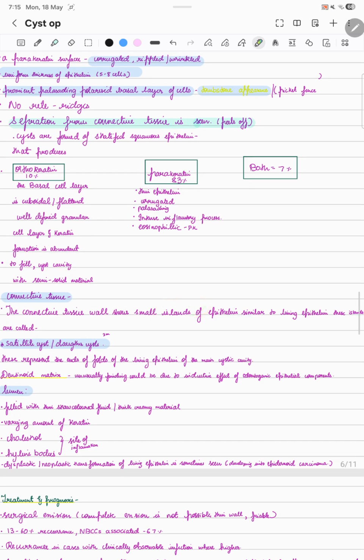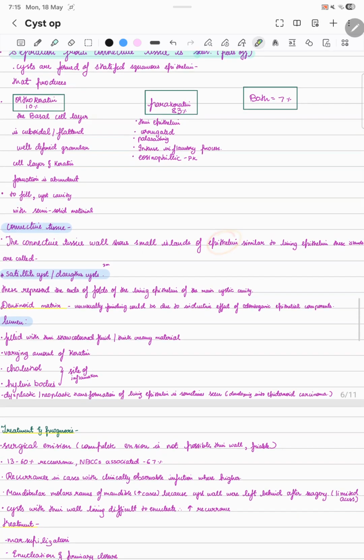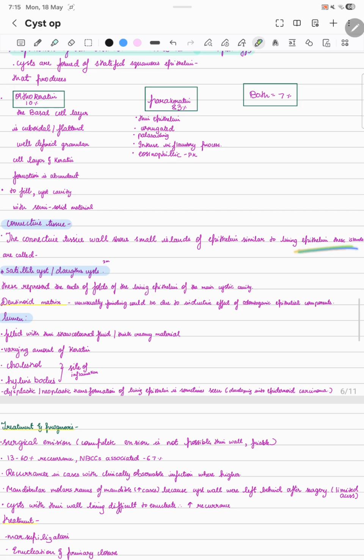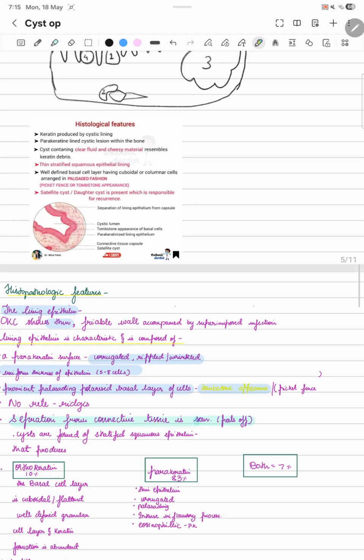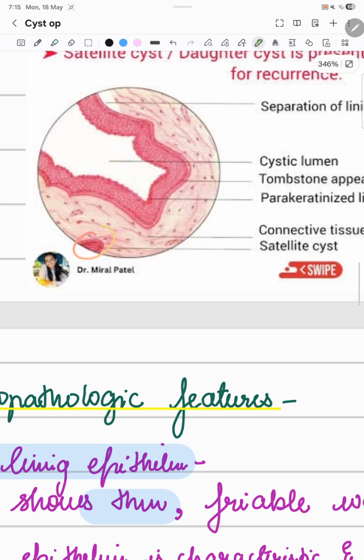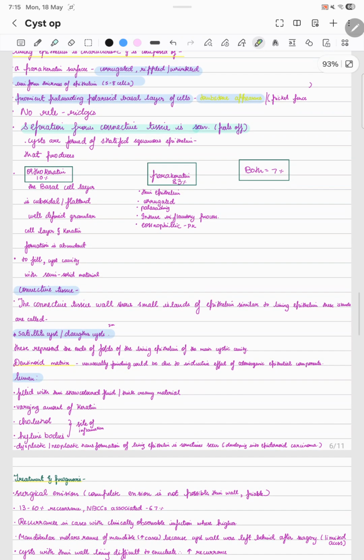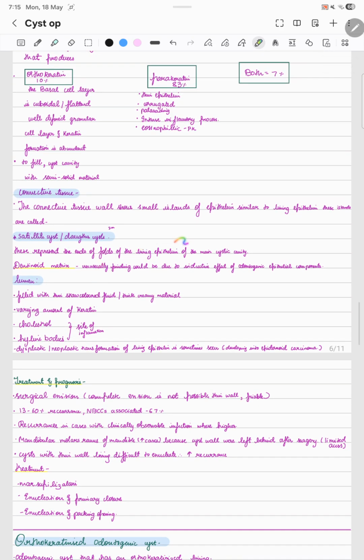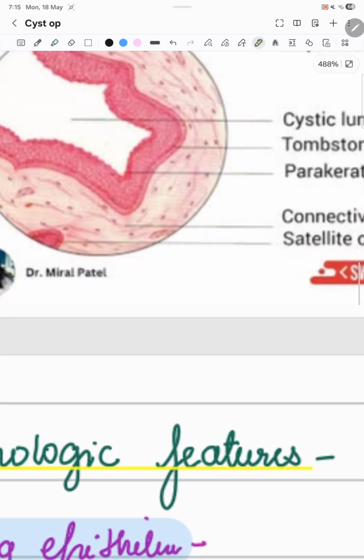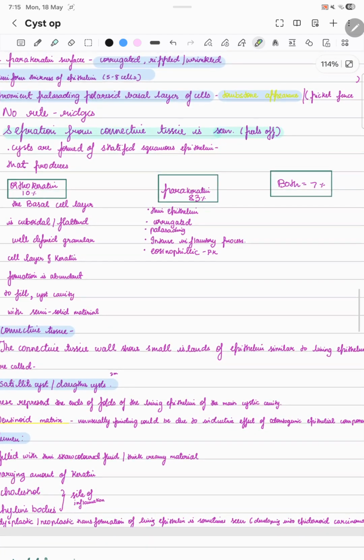Now coming to the connective tissue: the connective tissue wall shows small islands of epithelium similar to the lining epithelium. These islands are called satellite cysts or daughter cysts. I've told you about satellite cysts. They are the small islands of epithelium. You can see here this island of epithelium. These are your daughter cyst or satellite cyst. Basically, these represent the epithelial folds, where the epithelium is folding.